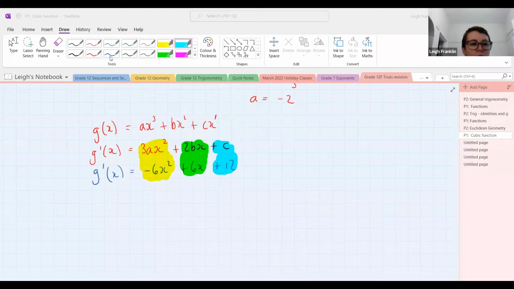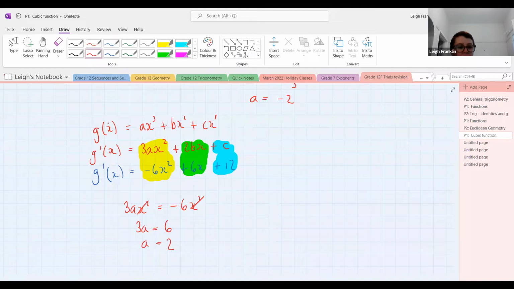So in other words, if 3ax squared equals minus 6x squared, we can leave the x squareds off and simply work with the coefficients. So 3a equals 6. Now I've got to divide both sides by 3. So a is going to be equal to 2.